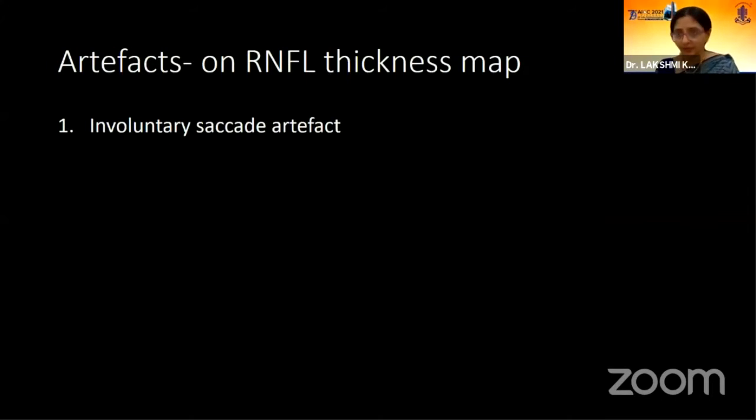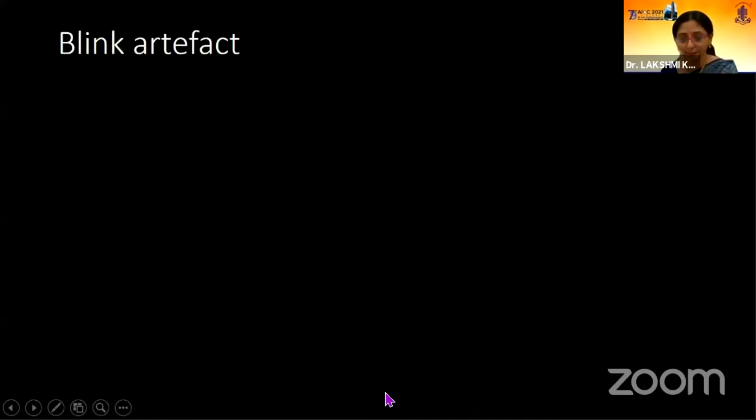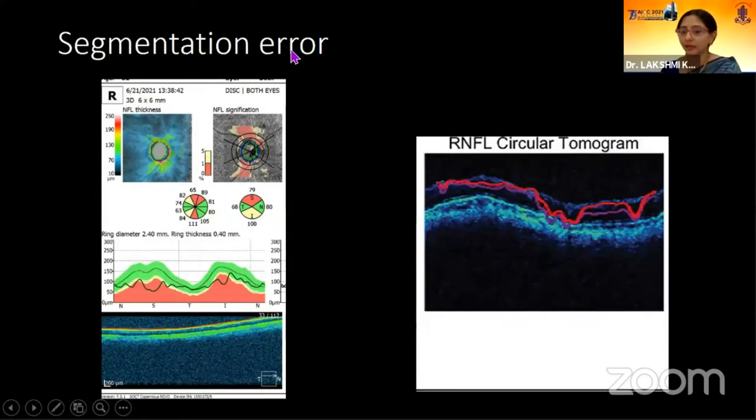Now we have some artifacts that are displayed on the RNFL thickness map, and these are unreliable and cannot be used. Involuntary saccade defects are seen as these black patches. Blink artifacts are seen as these smudgy areas with overlapping places. These are unreliable. Next, we come to segmentation error.